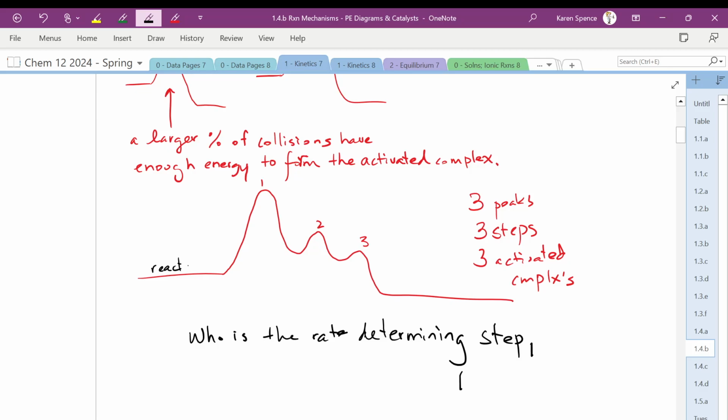Here's my reactants. Where would I start my activation energy, my EA arrow? At the reactants. And where would it go to? Top of the first peak. If the particles have enough energy to get over the first peak, they certainly have enough energy to go over the second and the third peak, right? Okay. And it doesn't matter where you put the tallest peak. You can put it first, you can put it second, you can put it third. You have to have enough energy to get over that peak. And if you have enough to get over that one, you have enough energy to get over the shorter ones. Okay?